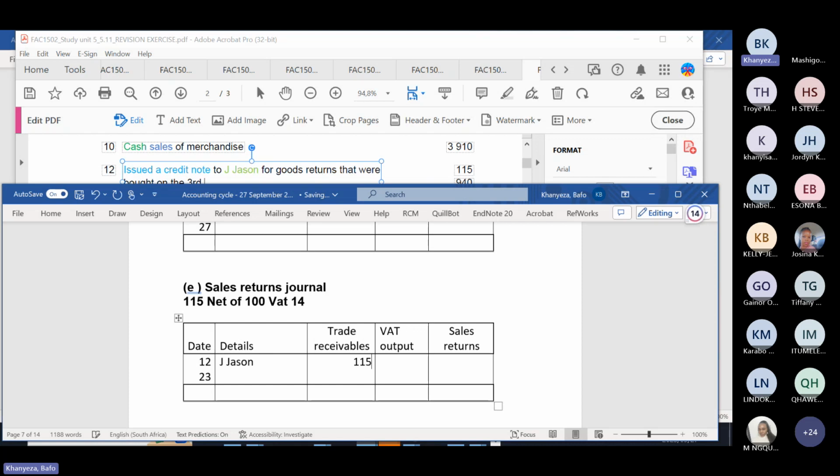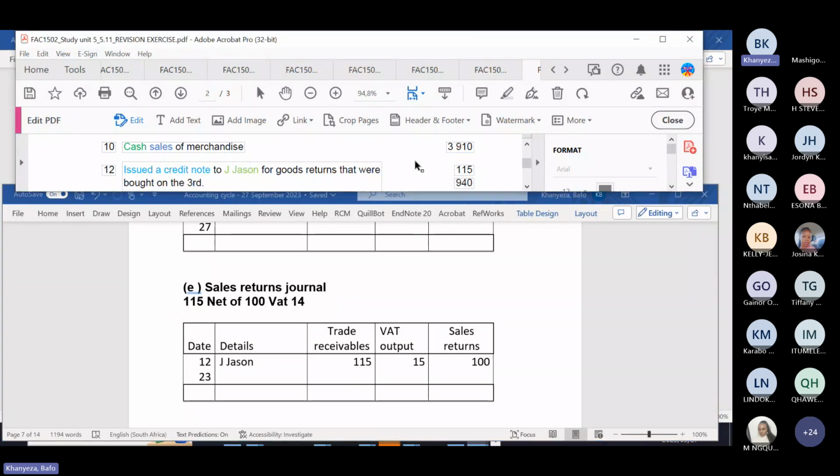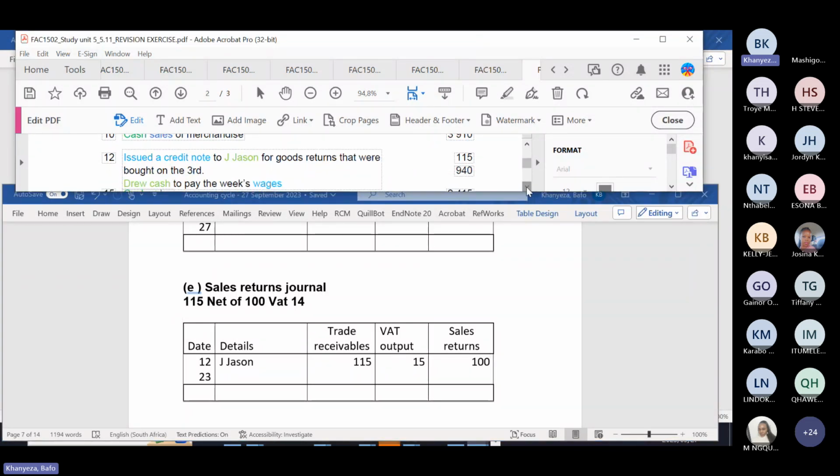This will reduce his debts. What is his output VAT? 15. The net of VAT is 100. So I'm not going to split. If it's 115, 15 rand is for VAT, 100 rand is for net of VAT. I wouldn't want to spend time on that so that we can move, because it's important to be on time. I think by 8 o'clock we will be finished.